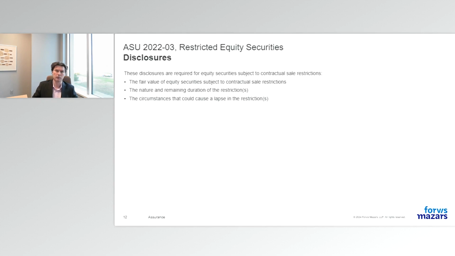The amendments also clarify that an entity can't, as a separate unit of account, recognize and measure the contractual sale restriction. So again, you have the fair value of the security, you do have a restriction, but there's no bifurcation of that. You don't have that as a separate unit that you deal with. And then the update requires that the equity securities with these restrictions disclose three things: the fair value of the equity securities that are subject to the contractual sale restriction, the nature and the remaining duration of those restrictions, and circumstances that could cause a lapse in the restrictions.